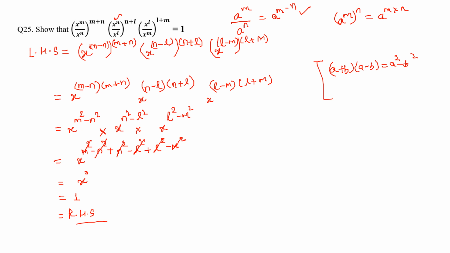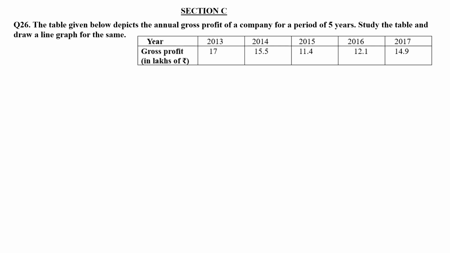Now I'm moving to the next section, which is section C. Section C, question number 26. The table given below depicts the annual gross profit of a company for a period of 5 years. Study the table and draw a line graph for the same. So in this question, you have to draw the line graph. For drawing the line graph, first of all, you have to see what you are going to keep in the x-axis, what you are going to keep in the y-axis, and then what will be the scale which you are going to choose, isn't it?